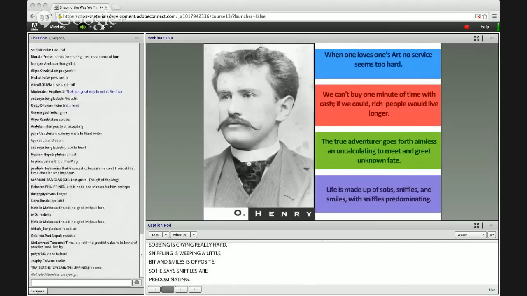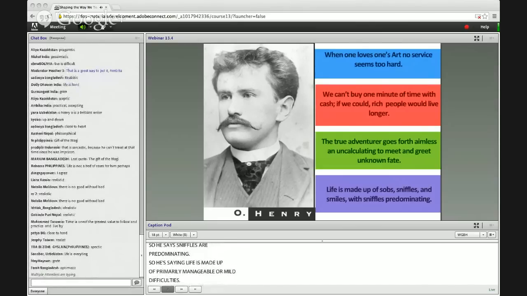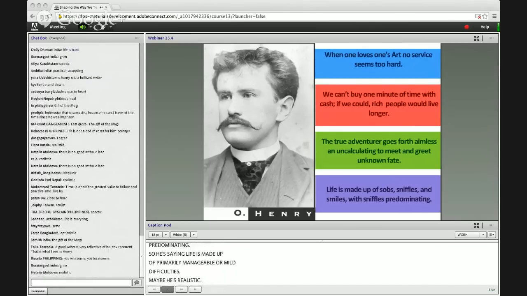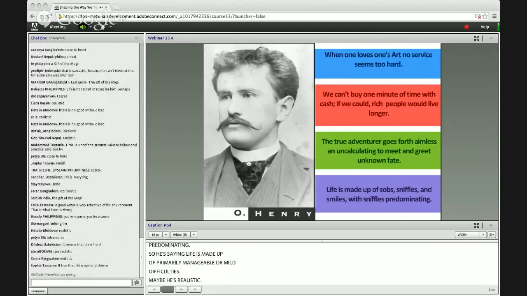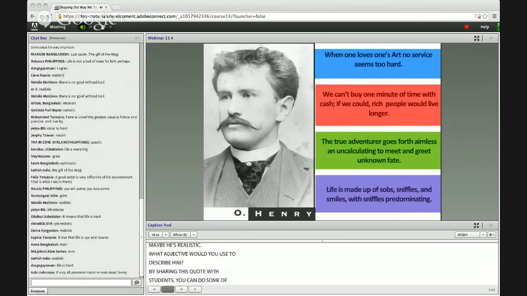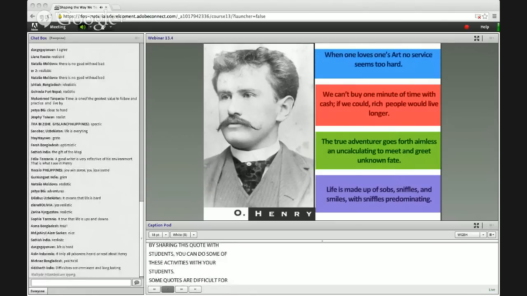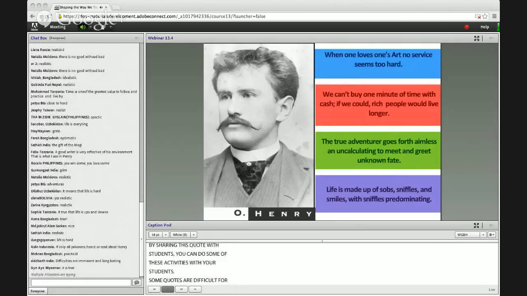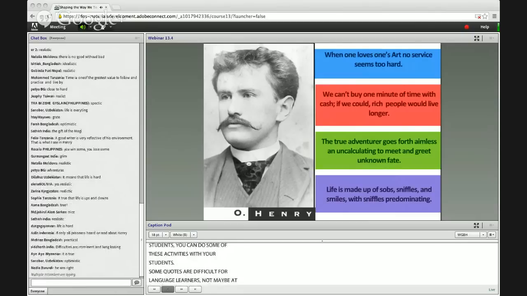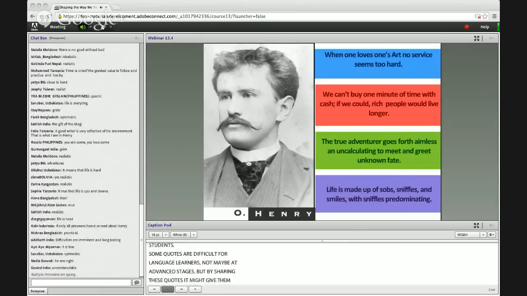What adjective would you use to describe him? Okay, maybe he's realistic. Interesting. So I think by sharing quotes like these with students, you could do this activity with your students. Obviously, some of these quotes are a little bit difficult for language learners not yet at the advanced stages. But by sharing quotes like this with your students and having them think about the author, they might get some ideas about the kinds of stories that he's going to write. And that can make them more focused as listeners or readers when they start to work with the story.